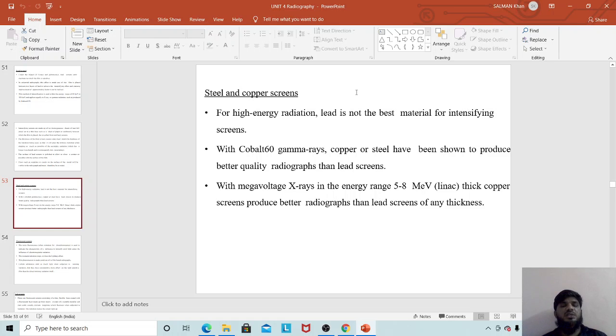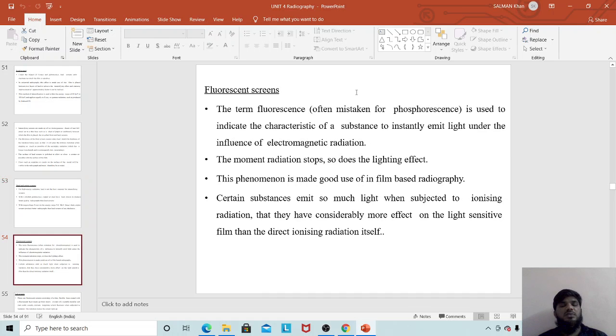So with cobalt 60 gamma rays, copper or steel has to be used, and also where megavolt X-rays are being generated, which is around 5 to 8 megavolts. Next are fluorescent screens. These are generally used in your X-ray devices. You take X-rays, and that X-ray setup has the fluorescent screens.